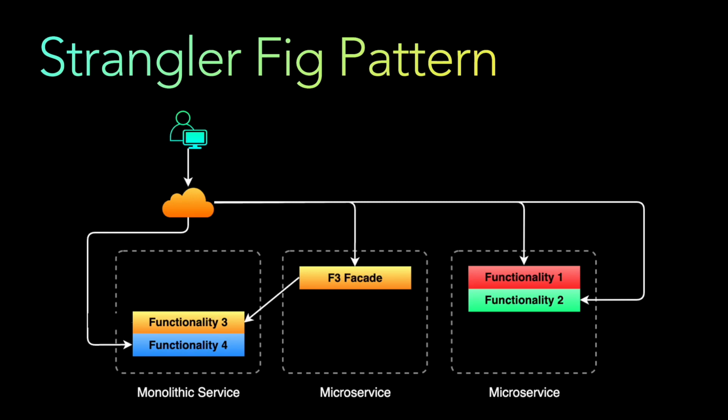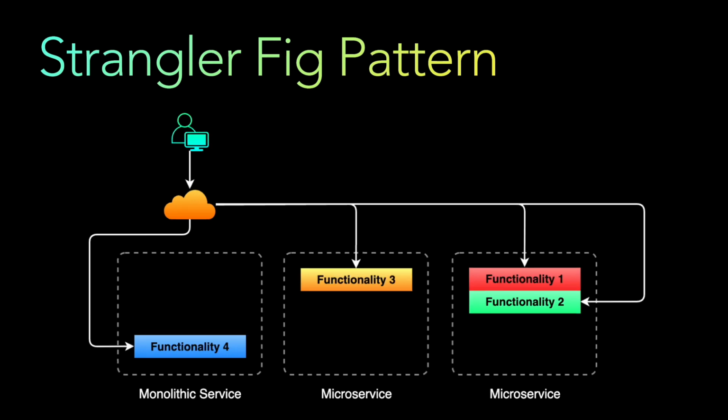We are going to create another microservice, create a facade in that microservice for functionality 3, and let the request route through the F3 facade, where the business logic is still residing in the monolithic service, right? And once that is tested and verified, you basically deprecate functionality 3 in the monolithic service and let it directly serve the request from the new microservice, right?